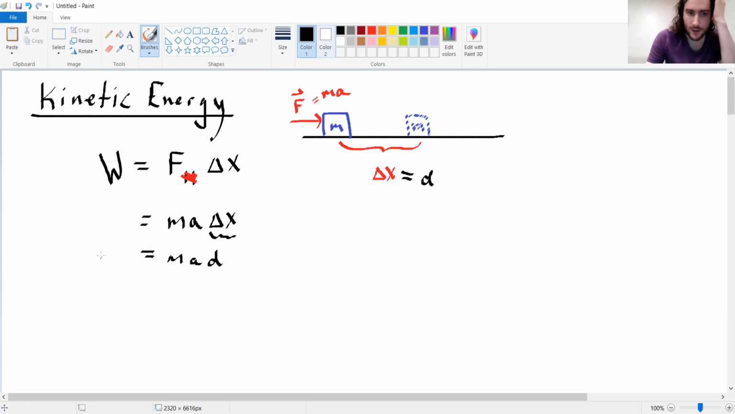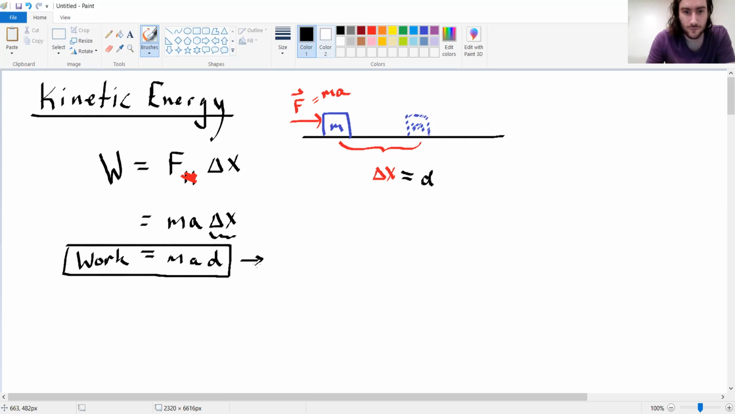There's a mnemonic that people like to say to help them remember some of these formulas we come across. This is the mnemonic right here: work is mad. That can help you remember this formula. And the reason I bring this up, not only is this useful, but it's nice to transition from this formula into this idea of kinetic energy.